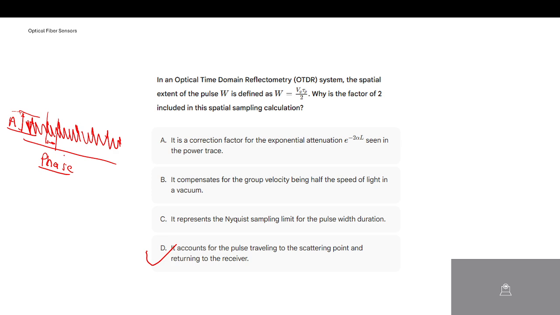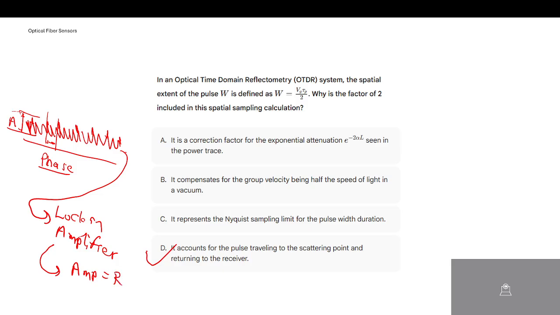Now quadrature means you are taking the lock-in amplifier, you are feeding the signal to the lock-in amplifier, and from there it gives the amplitude R and the phase theta. Amplitude you have, which is R, and phase you have, theta.